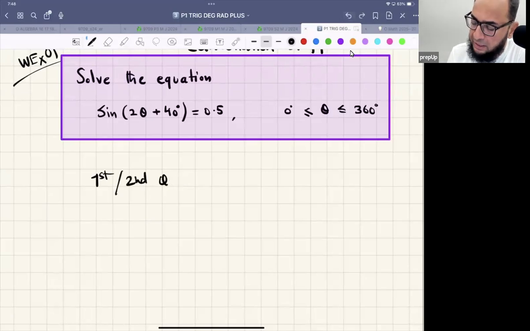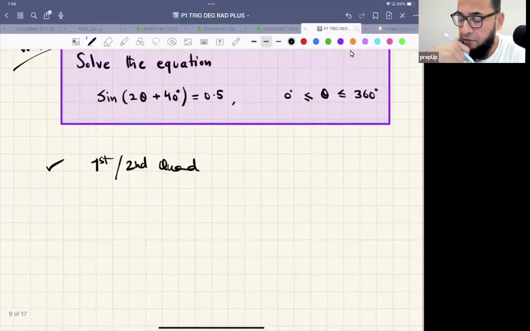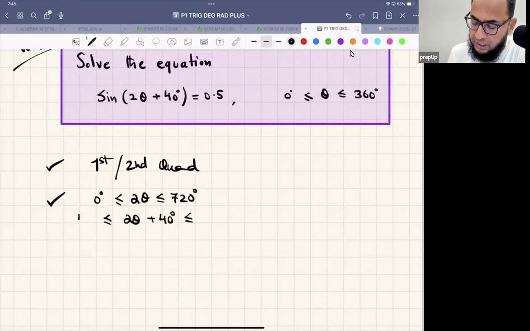And this example was done in class also, but now I'm doing it so that this is captured as a video for this channel, Mathematics with Shahab Yaqub. First and second quadrant. The second thing, that is modification of range: 2 theta lies between 0 and 720, and 2 theta plus 40 degrees lies between 40 and 760 degrees. That is the second thing.